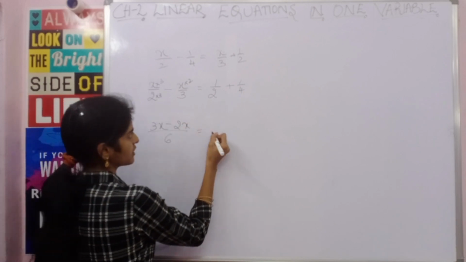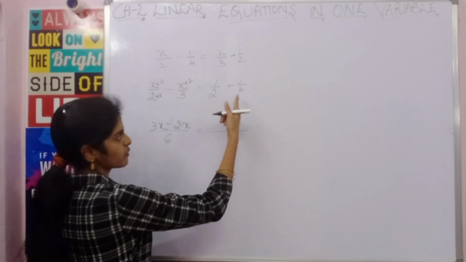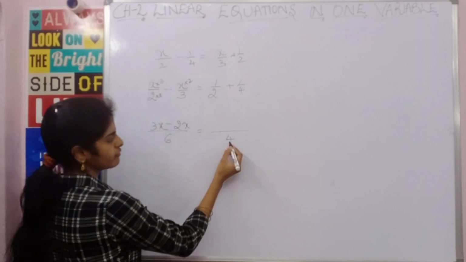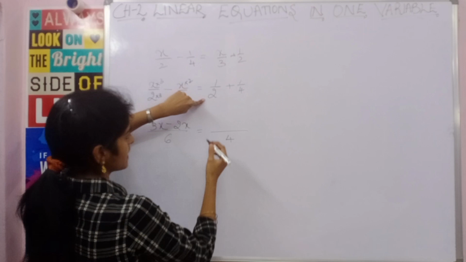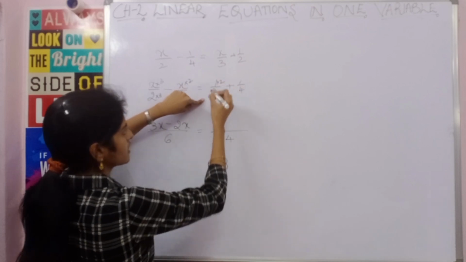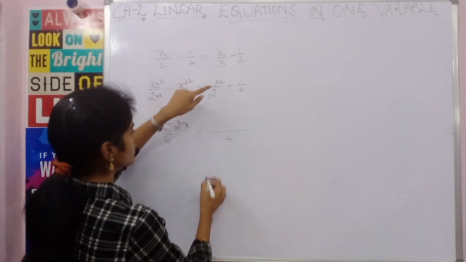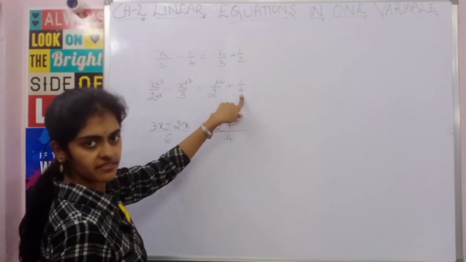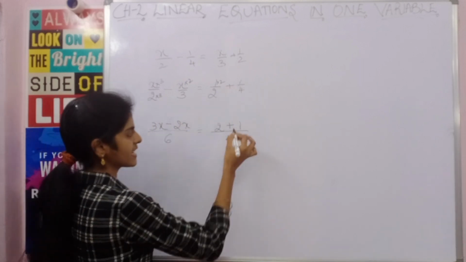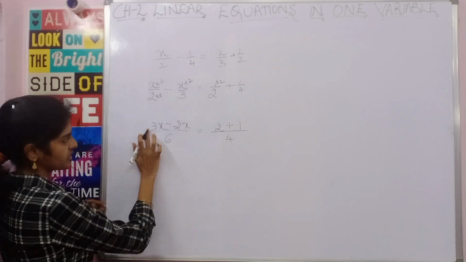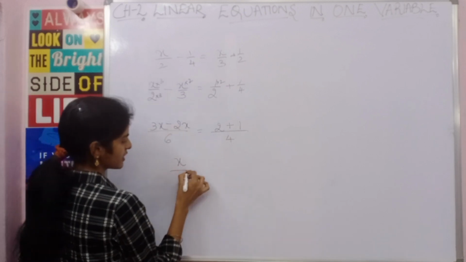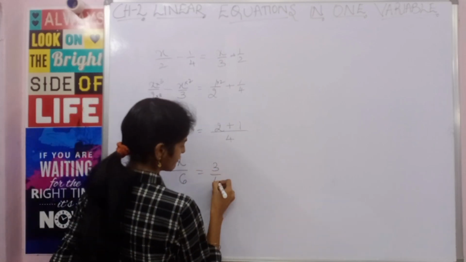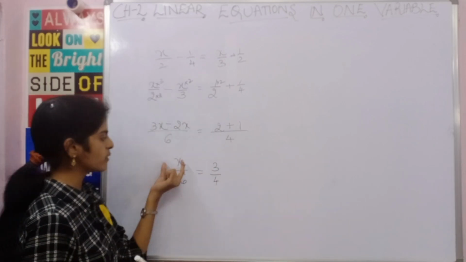So this is equal to, here also let us take the LCM. LCM of 4 and 2 is 4. Clear? So now you have 4 in the LCM and you have 2 here. That means 2 2s are 4, so you will multiply the numerator by 2. So 1 into 2 is 2. You have a plus in between. Now 4 and 4, you have the same denominator, so you can take 1 as it is. So 3x minus 2x is x, divided by 6, is equal to 2 plus 1 is 3 by 4.